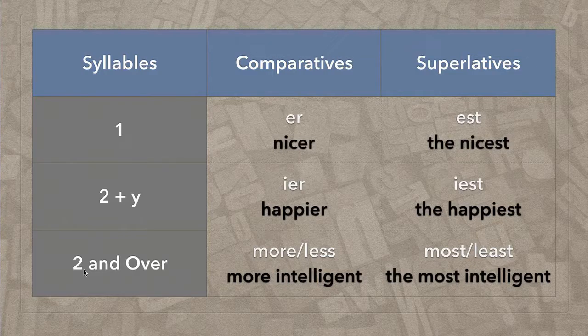And for words that have 2 or more syllables, we just keep the word, but add either more or less to the beginning. For comparatives, more intelligent or less intelligent. With superlatives, we put the as usual, but most or least. So, the most intelligent or the least intelligent. Let's look at some examples.